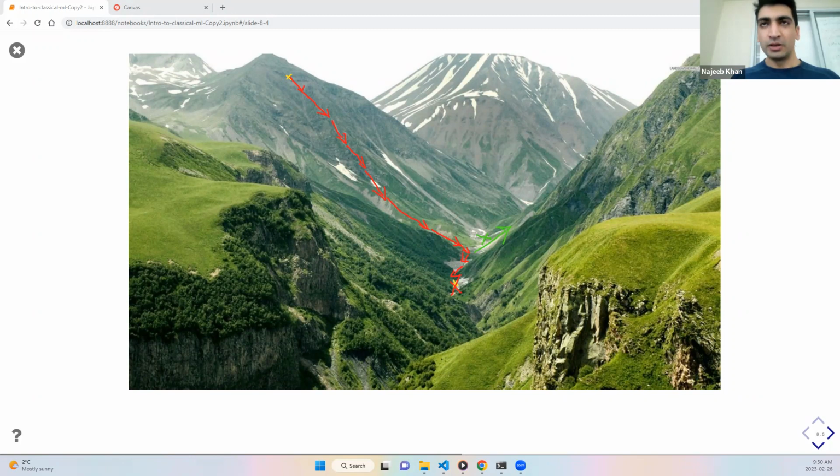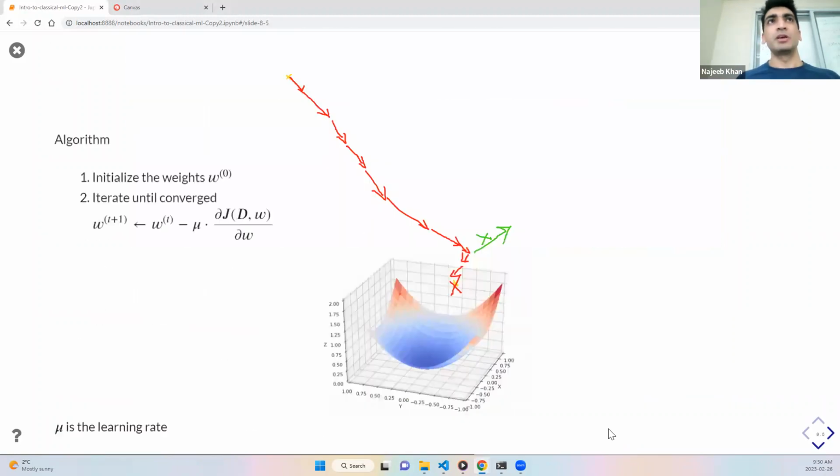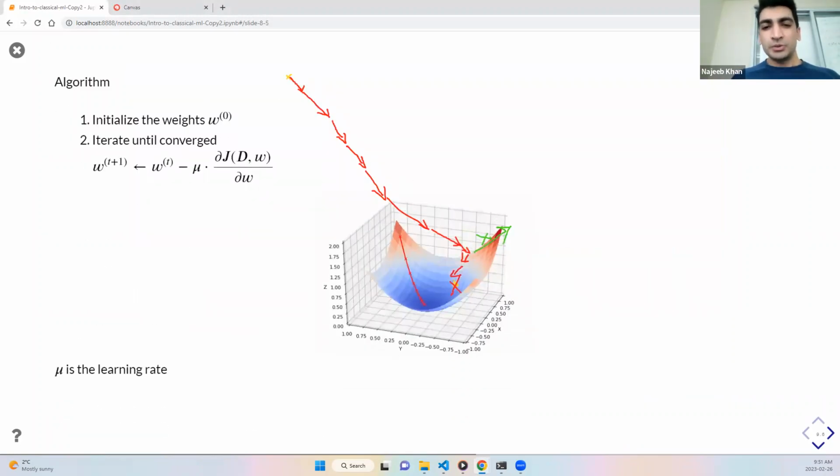And we will look into this idea more mathematically in the next slide. Oops, how do I clean this up?